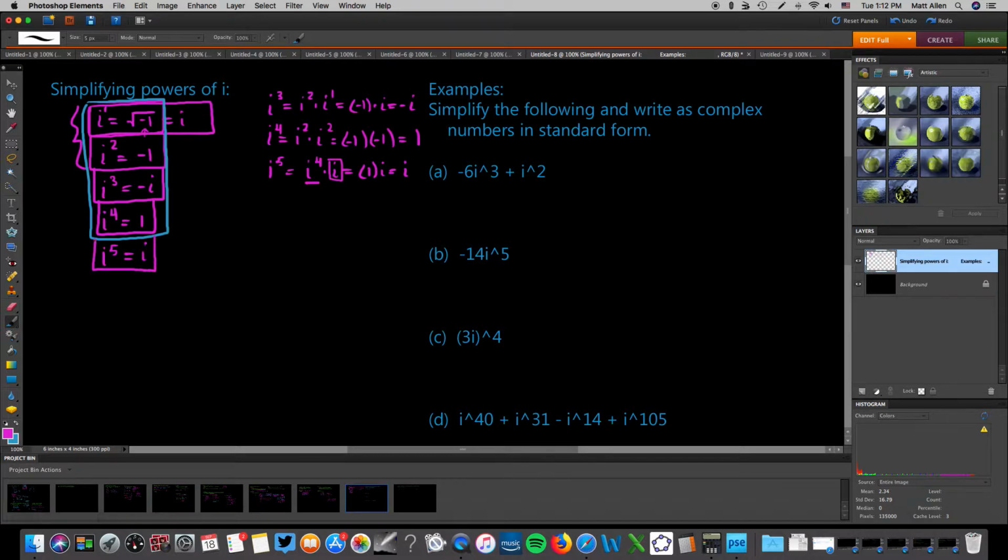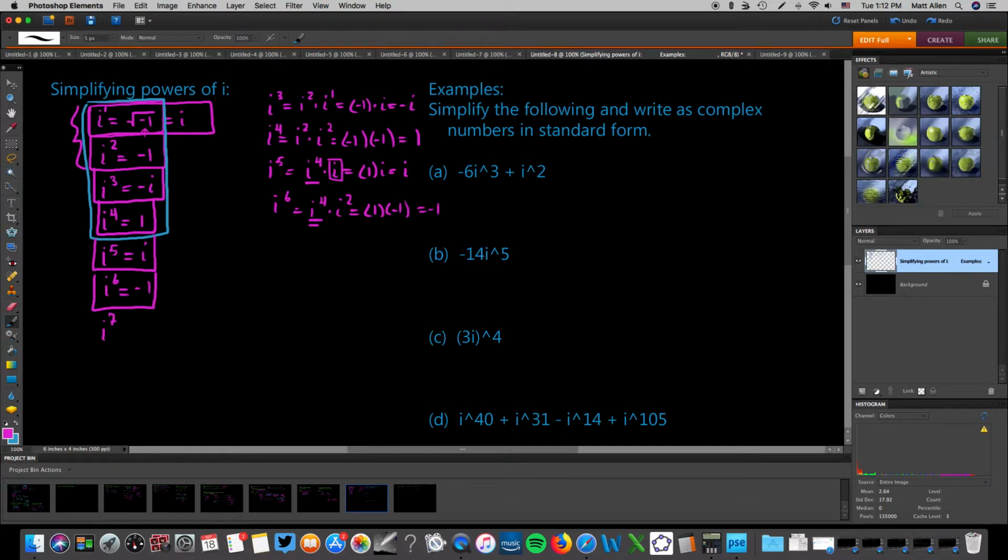We're going to keep extending this pattern, because I do need you to see the pattern here. What if I have i to the 6th? Well, that would be the same as i to the 4th times i squared. And we know that i to the 4th is really the same thing as 1, and that i squared is -1. So we get -1. Let's keep running with this.